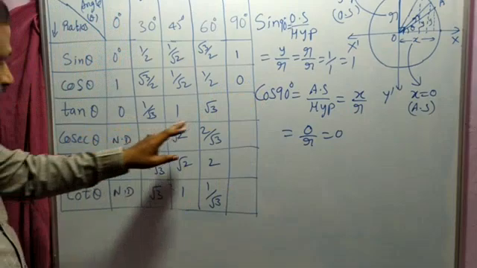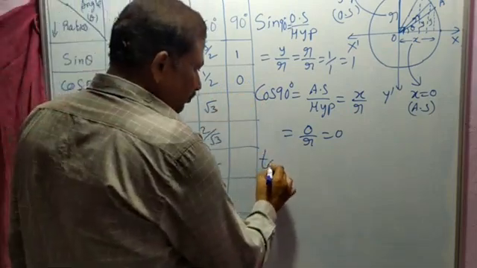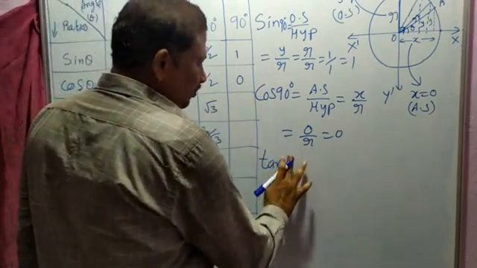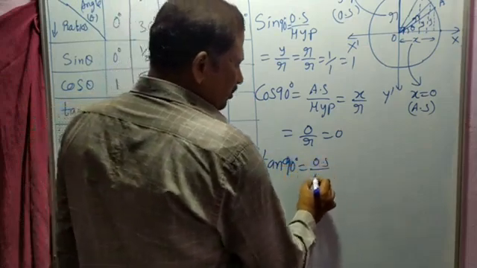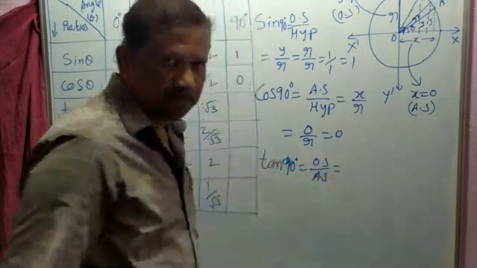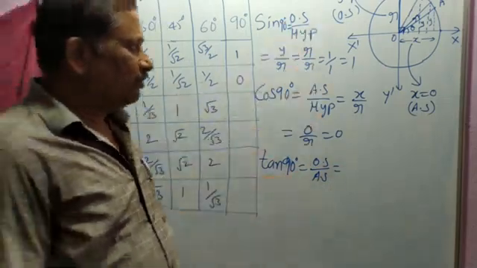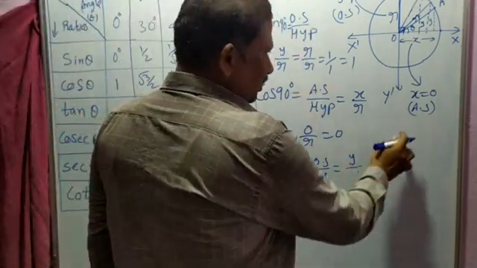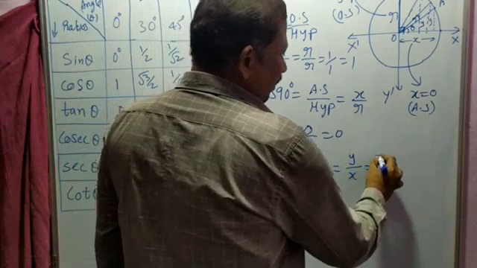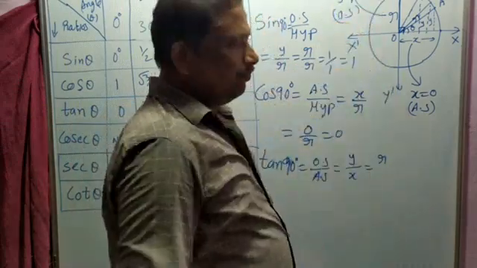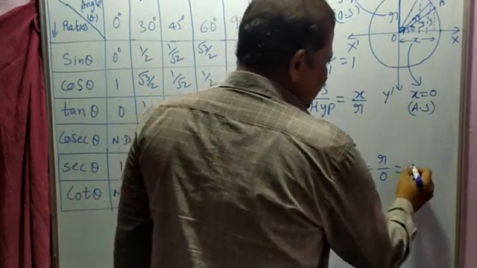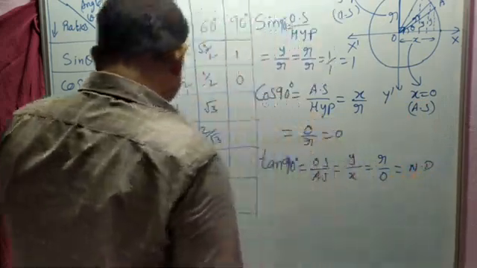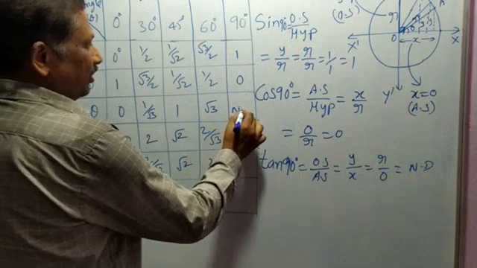Next, coming to tan 90 degrees. Tan 90 degrees is the opposite side by adjacent side. The opposite side is y and the adjacent side is x. Here y becomes r and x becomes 0. Anything by 0 is not defined.